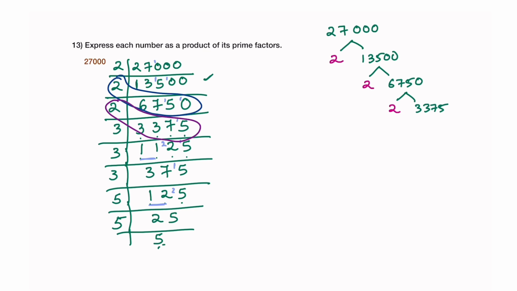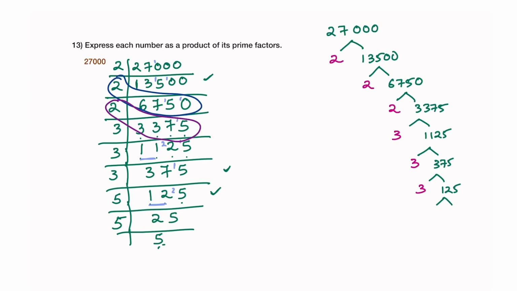And then again, let's go down further. So that is 3 times 1125. We go to the next pair now. So that's 3 times this one now, right? The next one, 375. Again, we divide this further. So we are going to this one now, right? So that is 3 times 125.